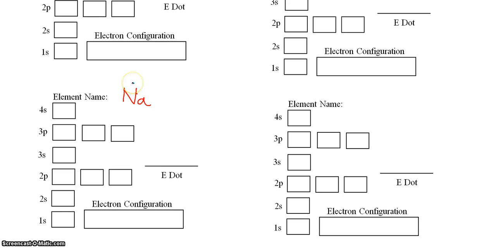Okay, so we're going to take about 10 minutes, work on those, discuss with your partners, and then we will see what happens afterwards.